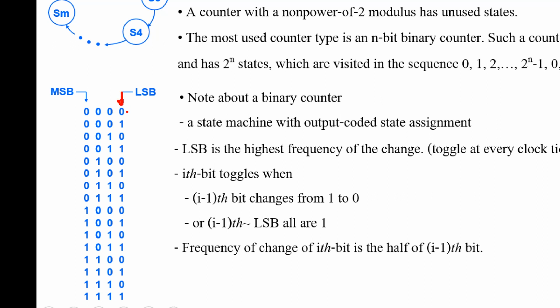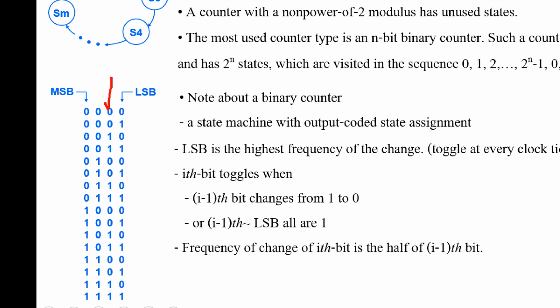When clock tick, it changes 0 to 1. When clock tick, it changes 1 to 0. When clock tick, change 0 to 1. Note, it changes 0 to 1, 1 to 0. It's toggle, right? It toggles every clock tick. We change 0 to 1, 1 to 0.